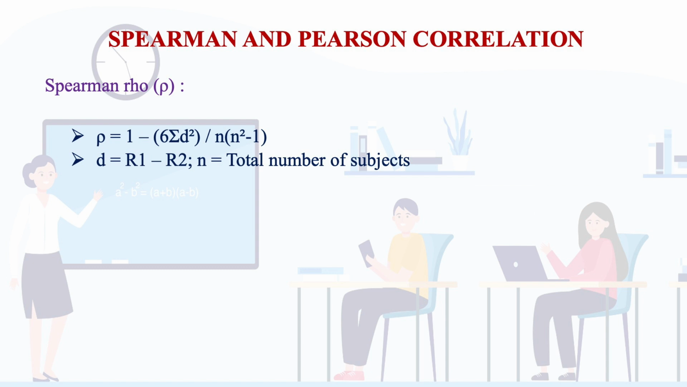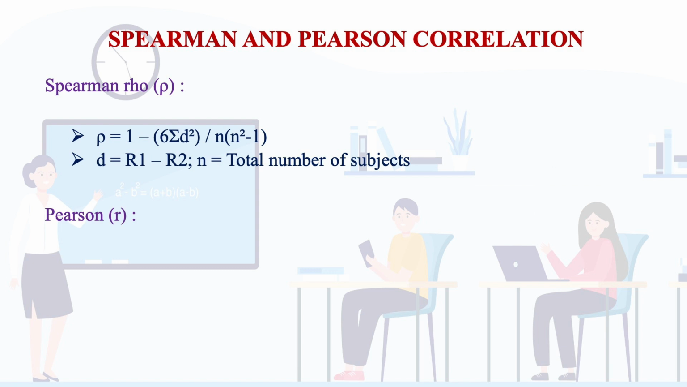That means the rank of the first student in the first group, first testing, and the rank of that student in the re-administration or the retesting. Accordingly that will be the d. You have to find out d square, then multiply it with 6, then divide it by n into n square minus 1. N is the total number of subjects. If it is administered upon 50, then n will be 50.